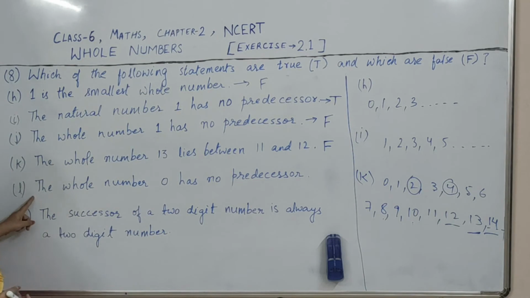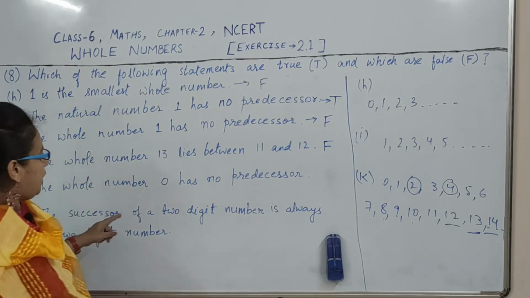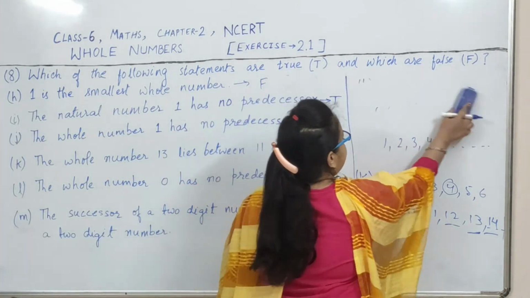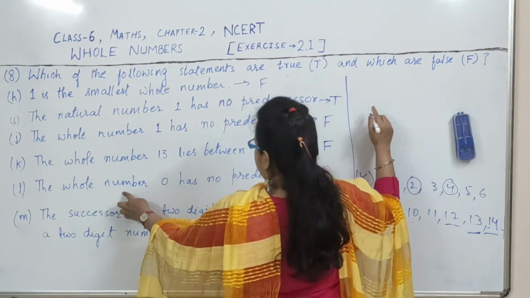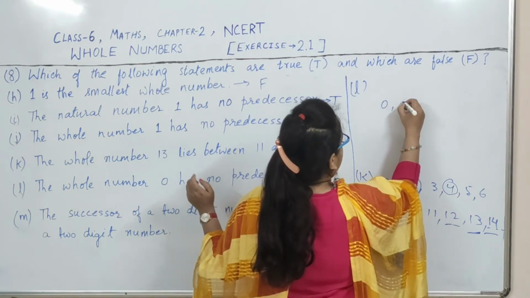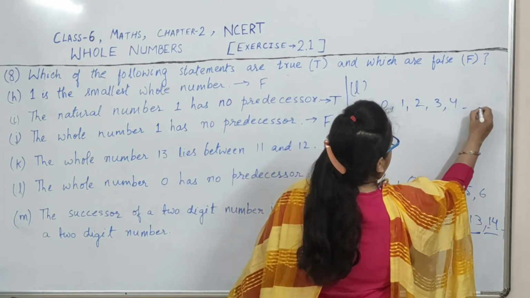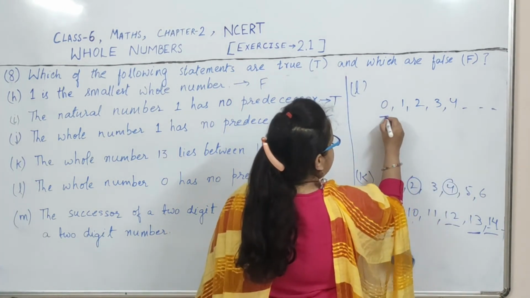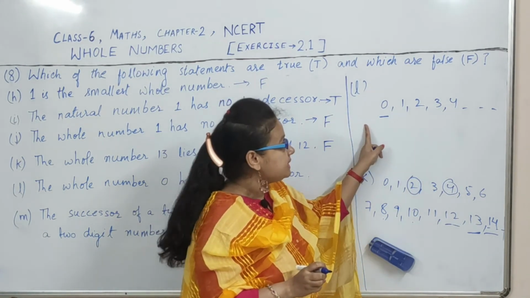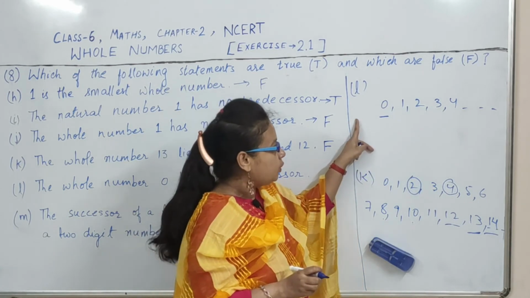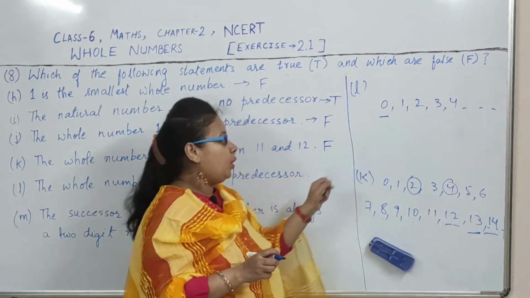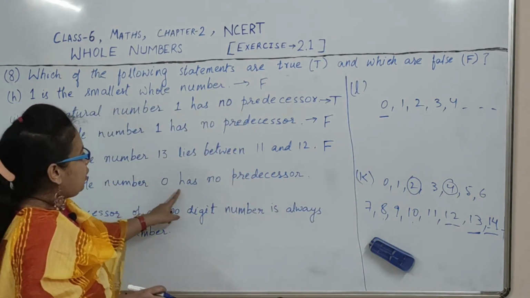Now let us come to L. Question number L. The whole number 0 has no predecessor. See, whole numbers are 0, 1, 2, 3, 4 and so on. So, what is the predecessor of 0 in whole numbers? In whole numbers, 0 doesn't have any predecessor because before 0 there is no number in whole numbers. Okay, so 0 will not have any predecessor in whole numbers.